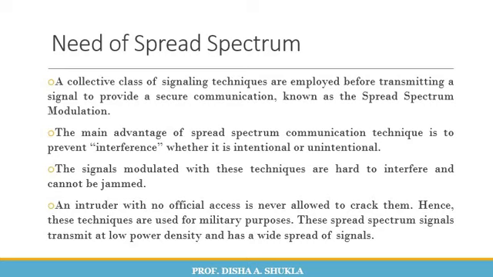Now, why do you need spread spectrum? A collective class of signaling techniques is employed before transmitting a signal to provide secure communication, known as spread spectrum modulation. The main advantage of the spread spectrum communication technique is to prevent interference, whether it is intentional or unintentional. The signals modulated with these techniques are hard to interfere with and cannot be jammed. An intruder with no official access is never allowed to crack them. Hence, these techniques are used for military purposes. Spread spectrum signals transmit at a low power density and have a wide spread of signals.